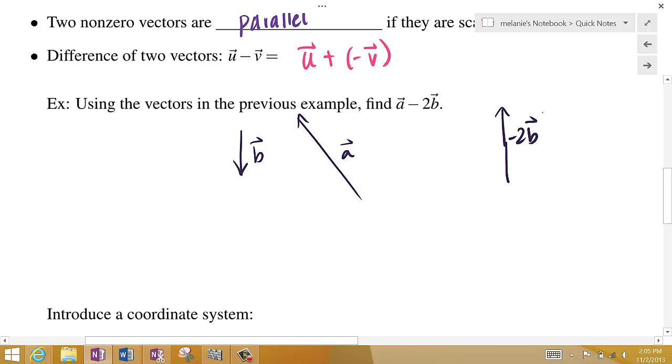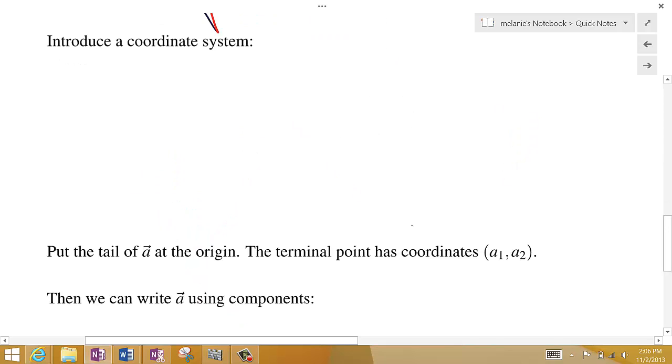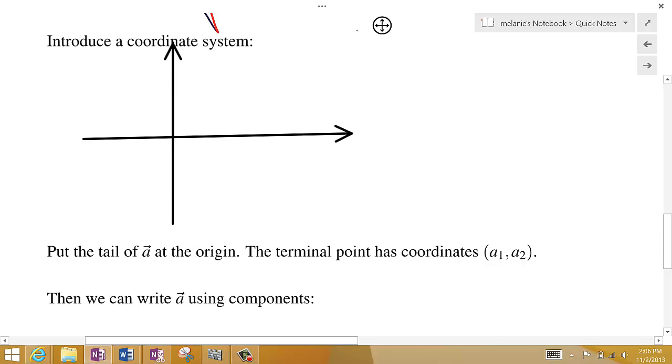And then I'm going to do my vector addition geometrically. Doing so, I end up with a minus 2b, this vector in red. Let's introduce a coordinate system. So I'm drawing my xy axes. Okay, so I can draw some vector in this picture.